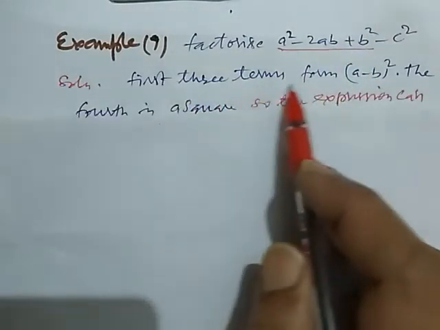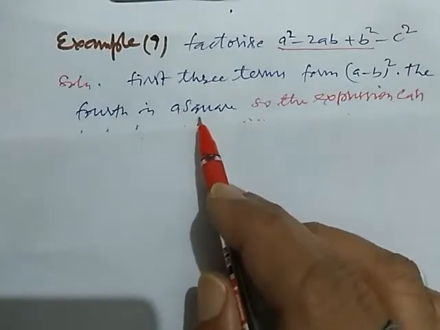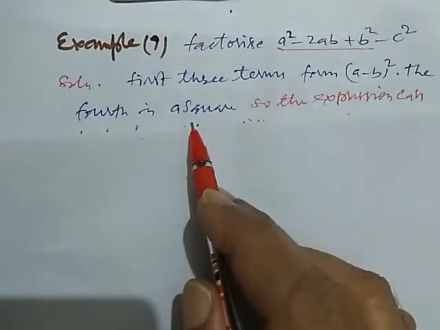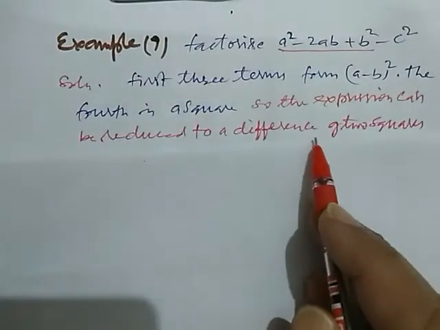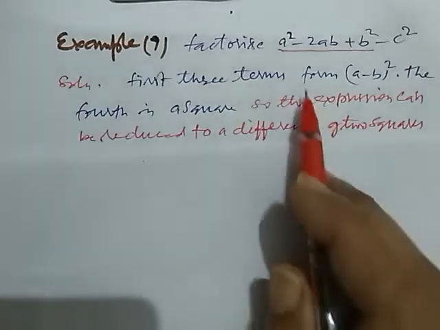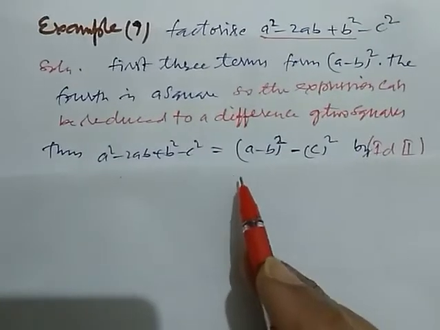The first 3 terms form a minus b whole square. The fourth is a square term. So the expression can be reduced to a difference of 2 square terms. By this way, this is the way.